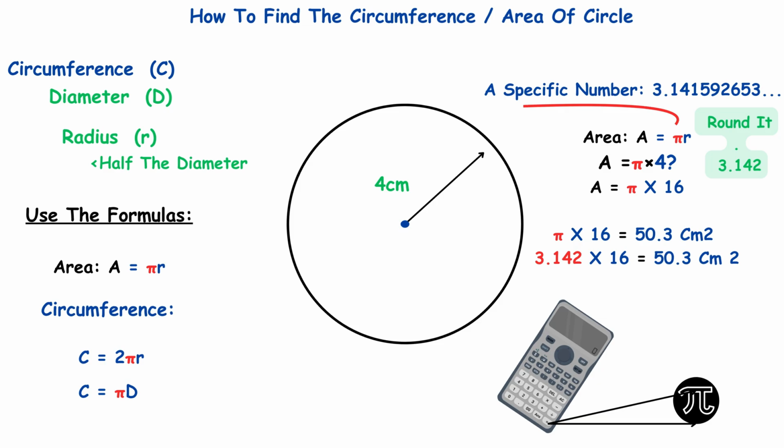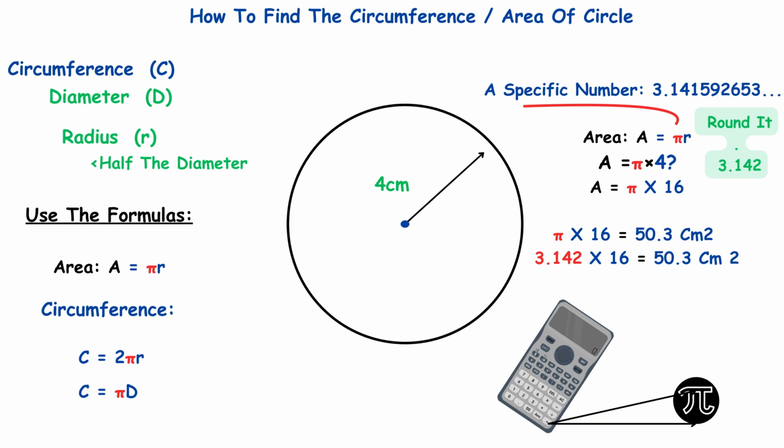To better understand how these equations work, let us consider a specific example. We take a circle with a radius of 4 centimeters and calculate its area and circumference. Using the formula for the area, we substitute the radius value into the formula, so area equals pi times 4 squared, which is pi times 16.